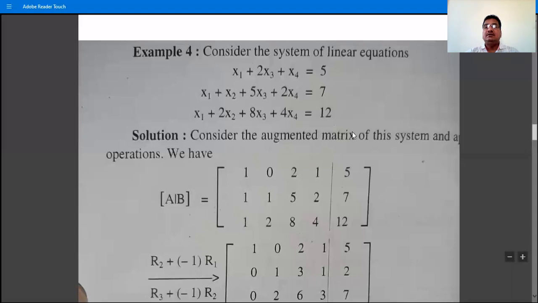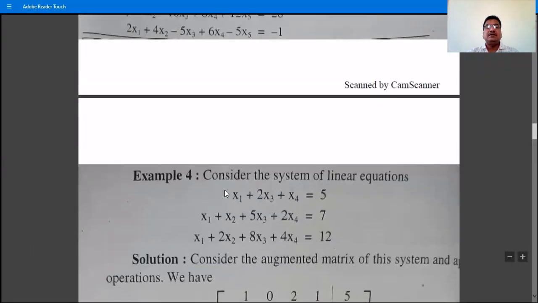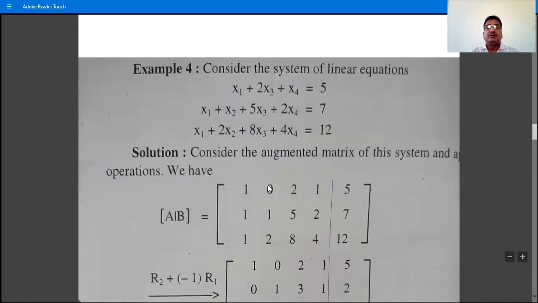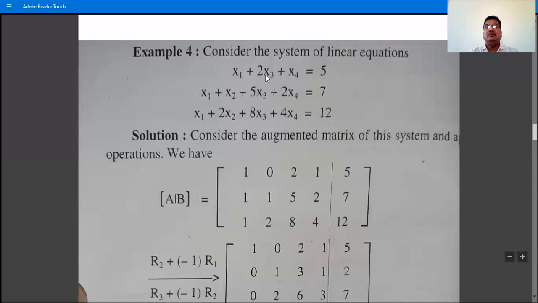So consider the augmented matrix AB, the matrix of coefficients and the matrix of constants combined. First write the system in matrix form. The coefficient matrix is 1 0 2 1, 1 1 5 2, and 1 2 8 4, and the constant matrix is 5, 7, 12.